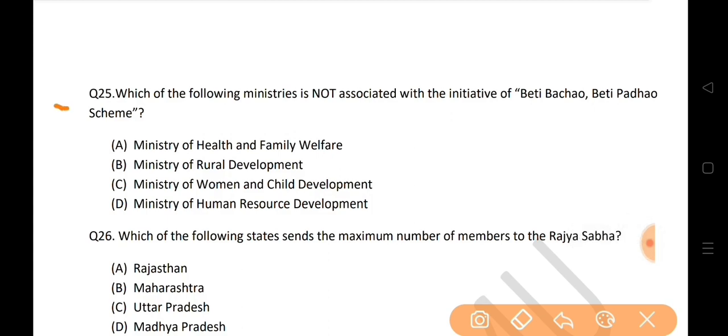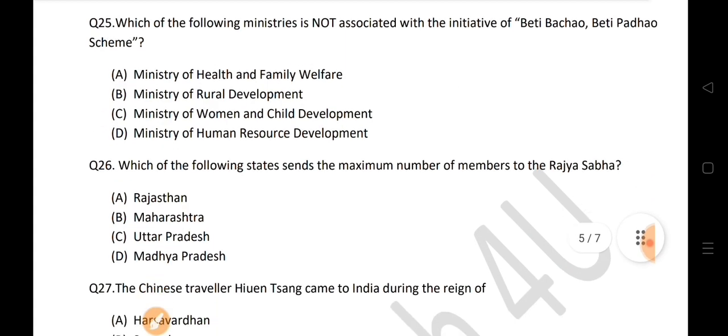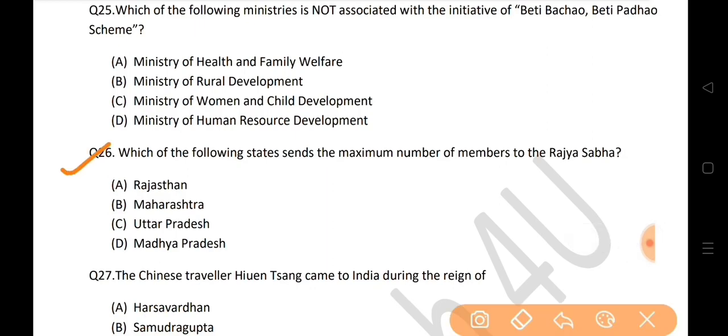Next question. Which of the following ministries is not associated with the initiative of Beti Bachao, Beti Padhao scheme? Correct answer is option B, Ministry of Rural Development. Next question. Which of the following states sends the maximum number of members to the Rajya Sabha? Correct answer is option C, Uttar Pradesh.